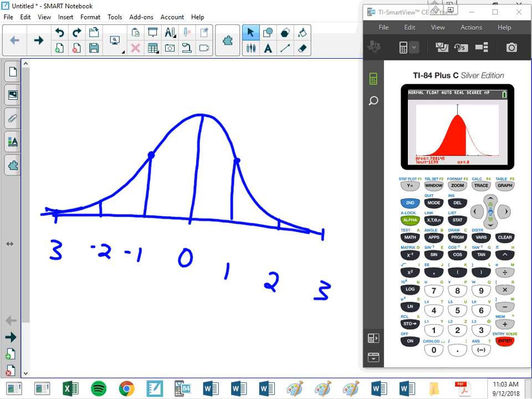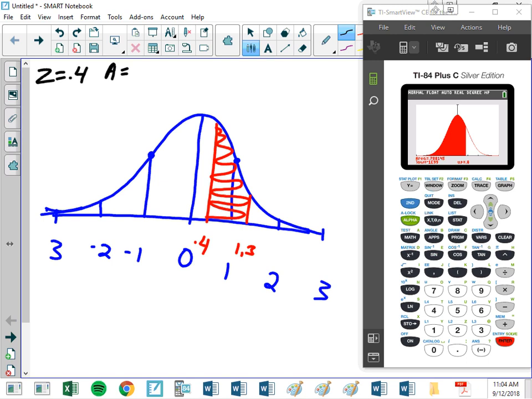Okay, letter D is a little bit harder. Letter D wants to know the area between 0.4 and 1.3. So this is 0.4 and this is 1.3, and I want that area. Okay, well, I'm going to look up z equals 0.4, and that gives me an area equal to 31.1. And I'm going to look up z equals 1.3, and that gives me an area of 80.6.